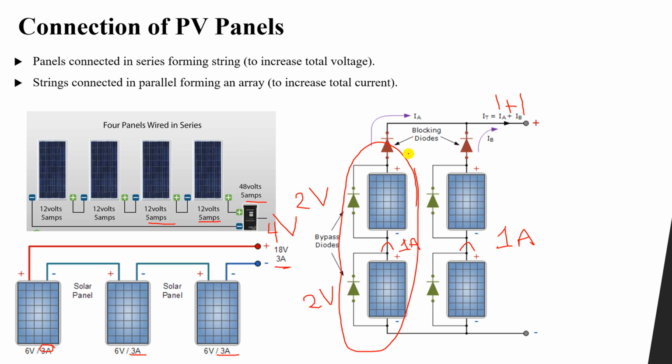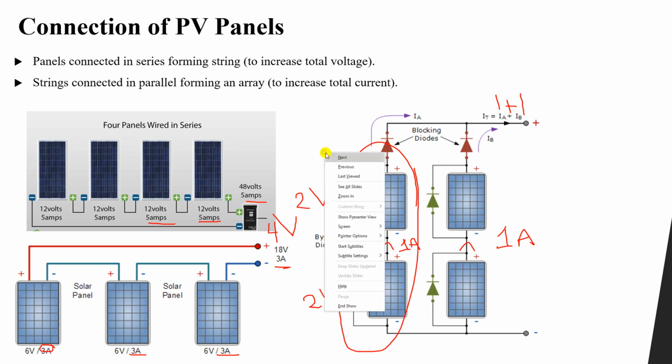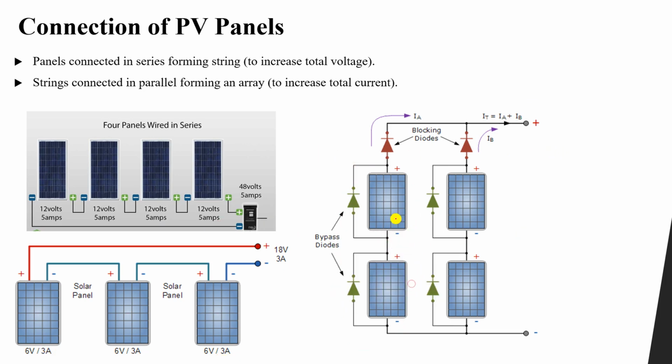So as you can see, series connection, or formation of a string, which is a series connection of panels, means we are increasing the total voltage. Parallel connection of strings, or parallel connection of two strings or more, means that we have an array and we will increase the total current. Okay, so I hope the idea is clear. Why do we connect in series and parallel? In order to increase total voltage and total current.